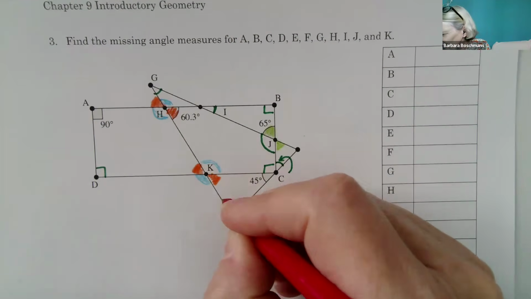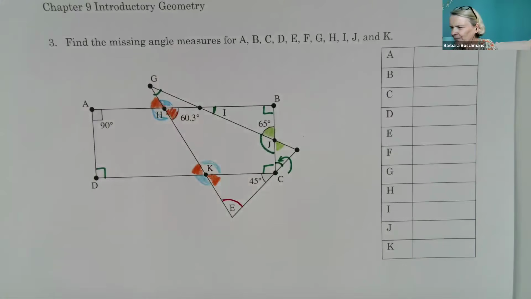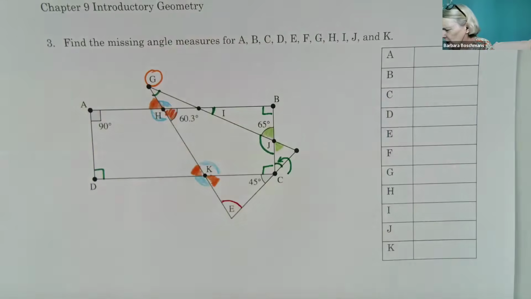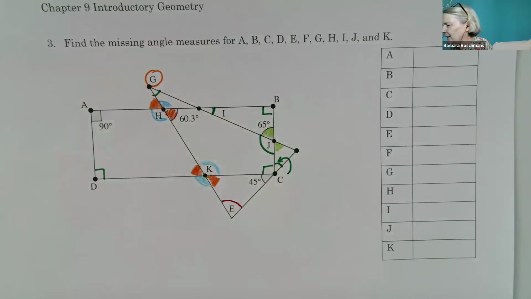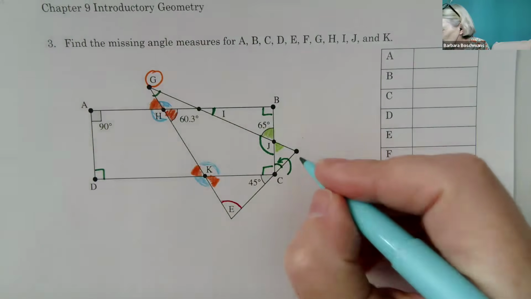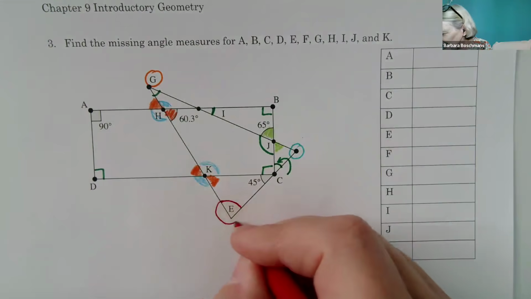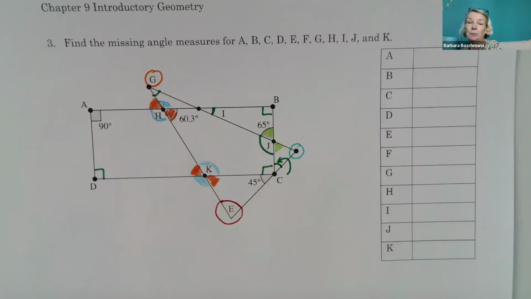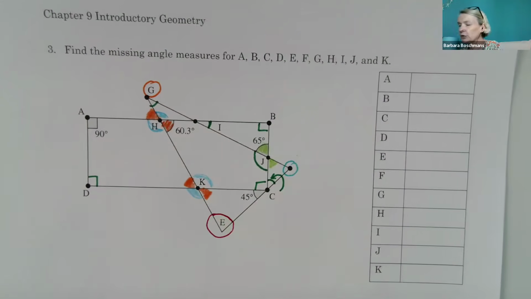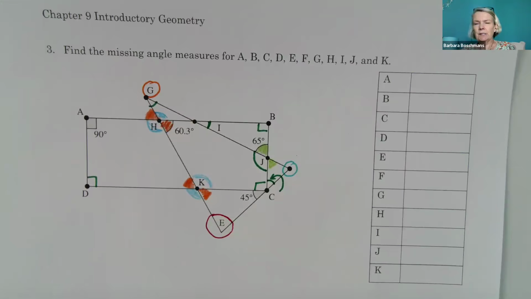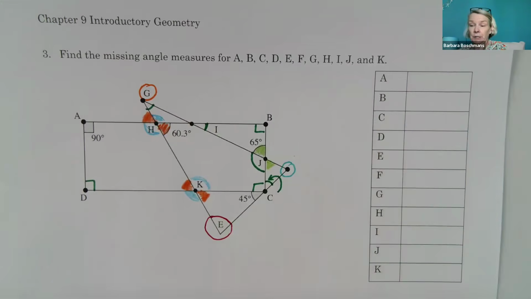So if I see E over here, then I have G, and then this one doesn't have a name, but I will circle it. Those three angles, including E, I'll make a circle of it. Those make a triangle as well. That should be enough information for you to solve for all of the unknowns.